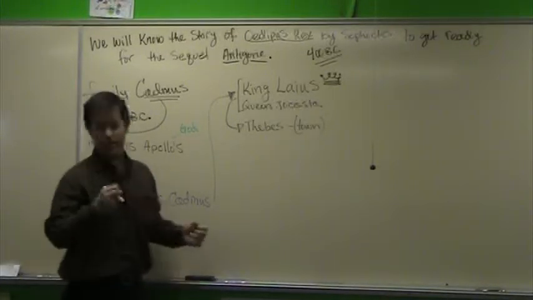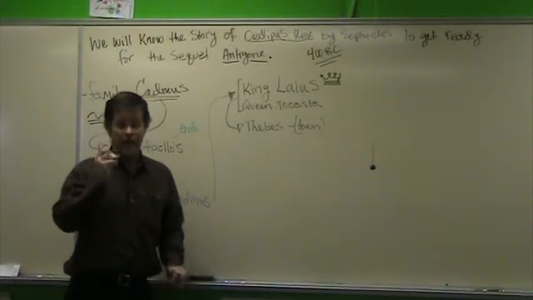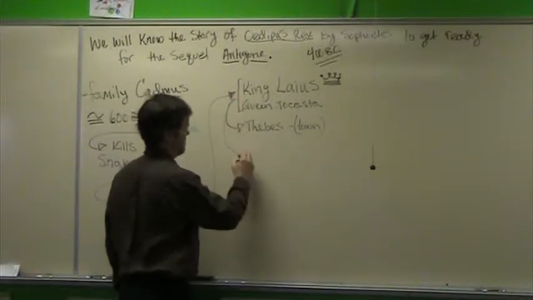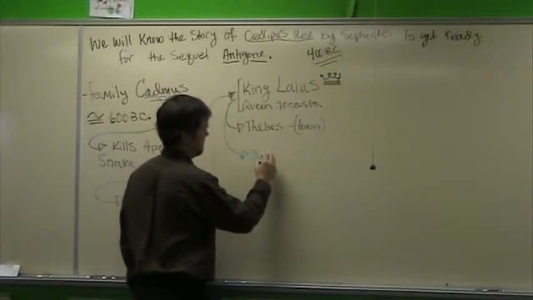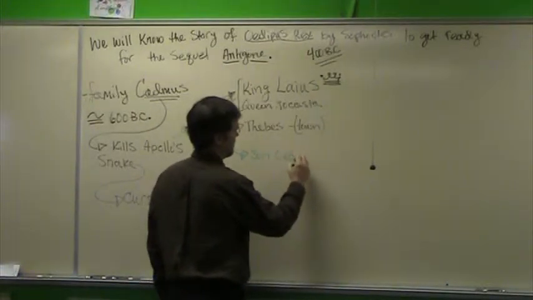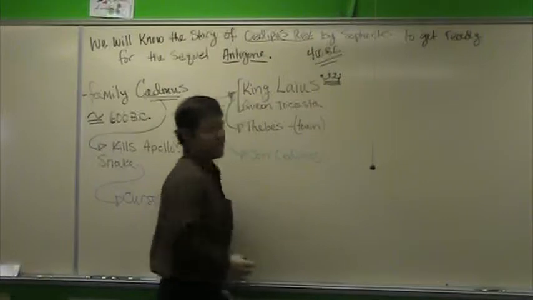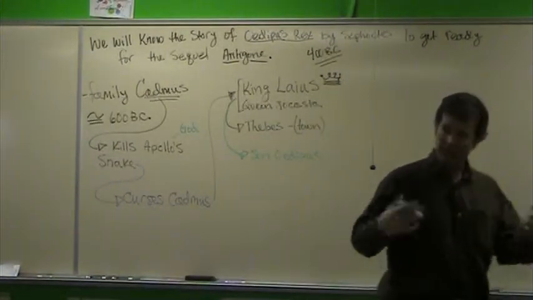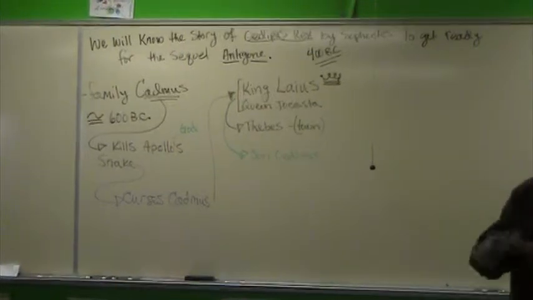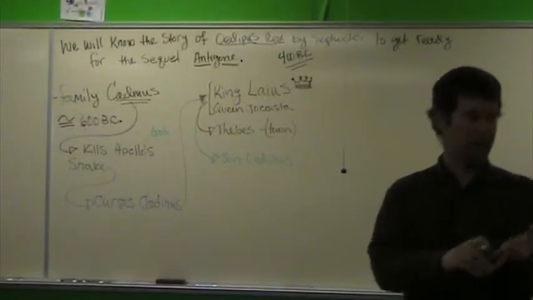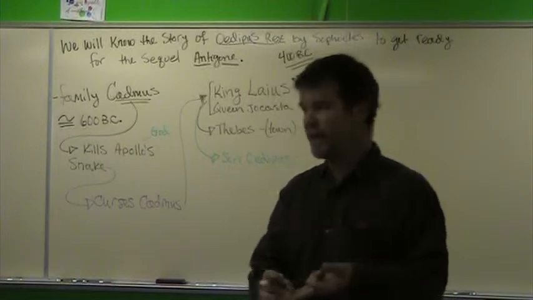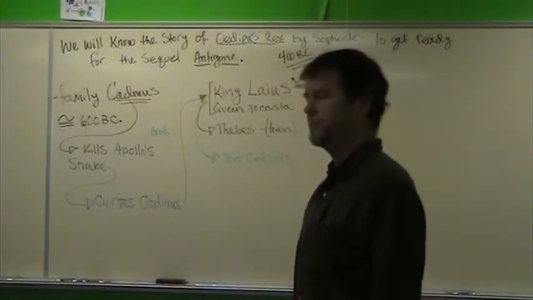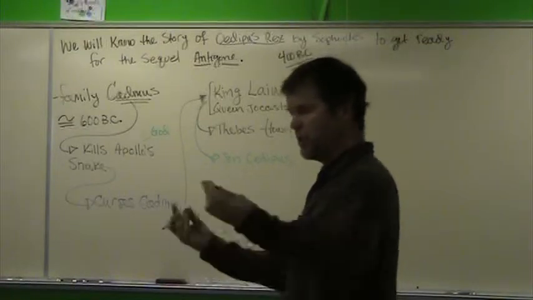Jocasta and Laius end up having a son by the name of Oedipus. Now, as you can imagine, this is a terrifying moment for the family. Great, here's a son. He's going to grow up and kill Laius and sleep with Jocasta. Panicked. What would you do? What would you do if you were Laius?